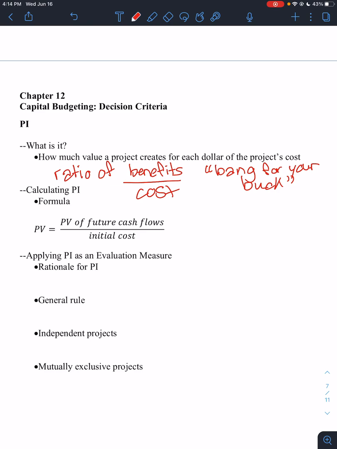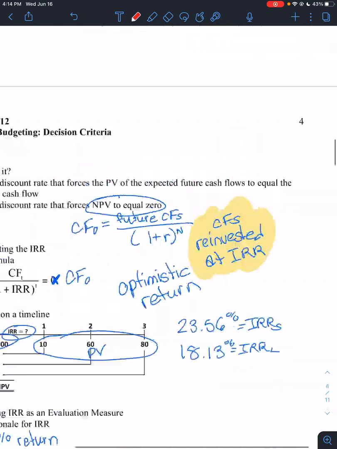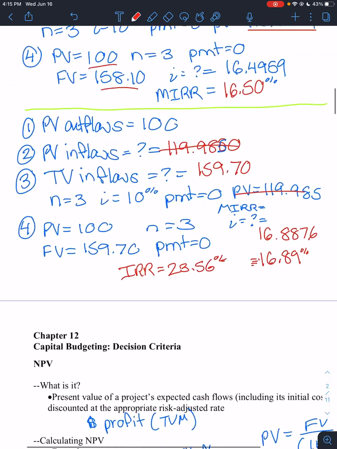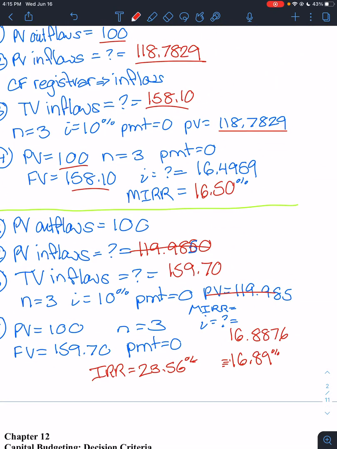Cool thing is, after you do MIRR, you already have this information. So I'm going to scroll back up really quick. All right, I want the present value of the future cash flows. So I don't want NPV for all the cash flows. I only want NPV for the inflows. So I want that 118,729, or 7829, and the 119,988. Right, that was the long, that was the short. Those are the numbers you're going to want.